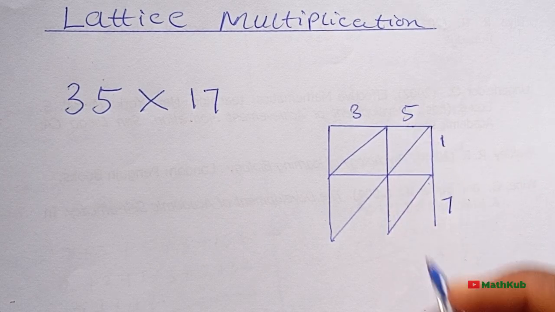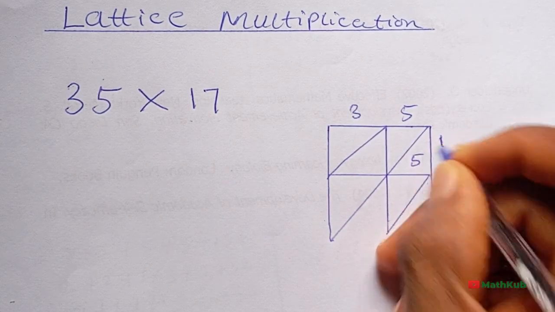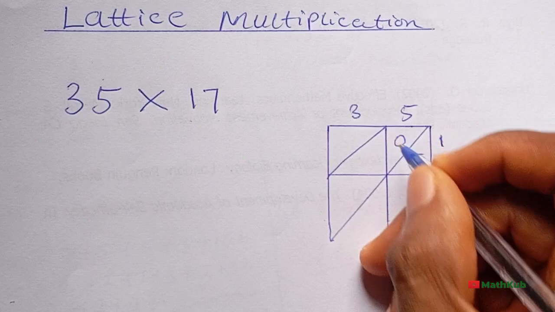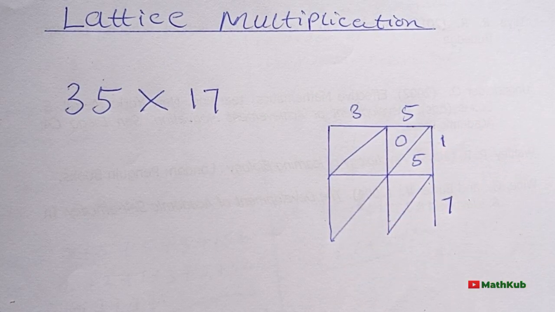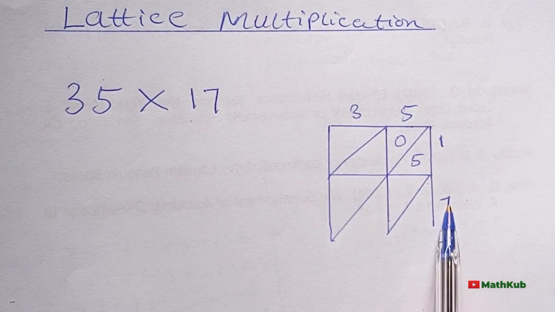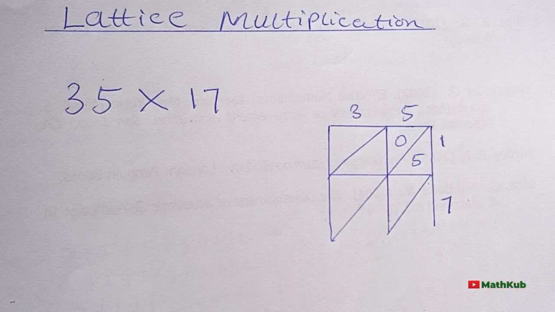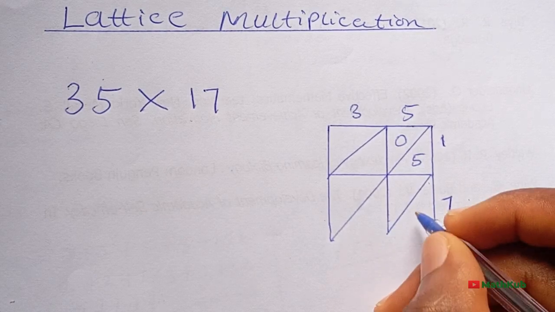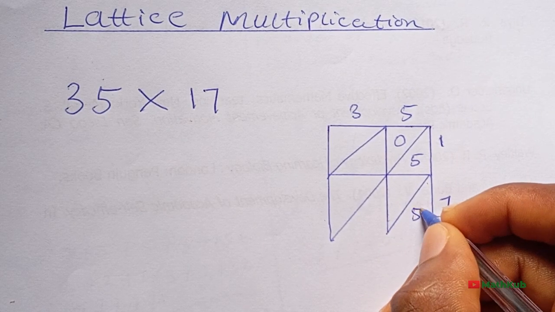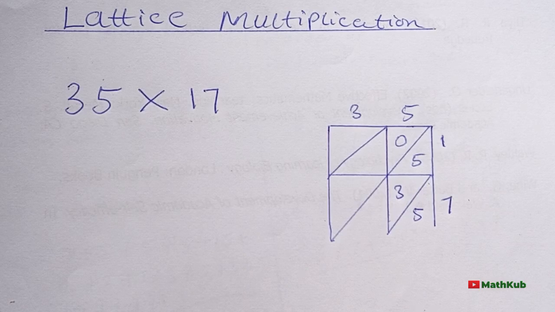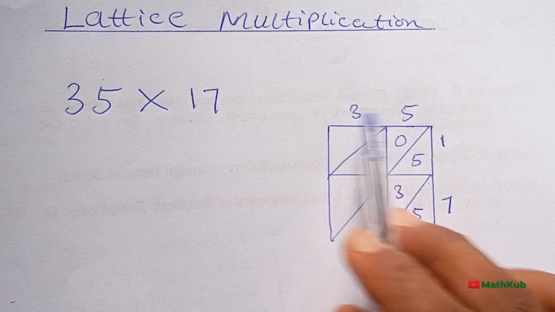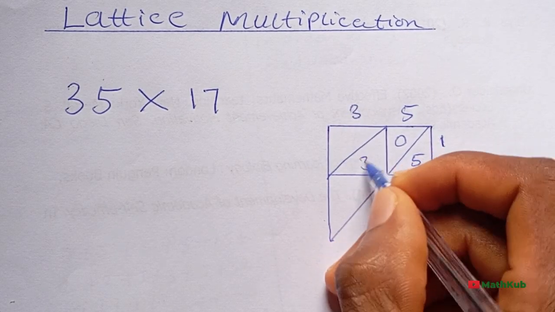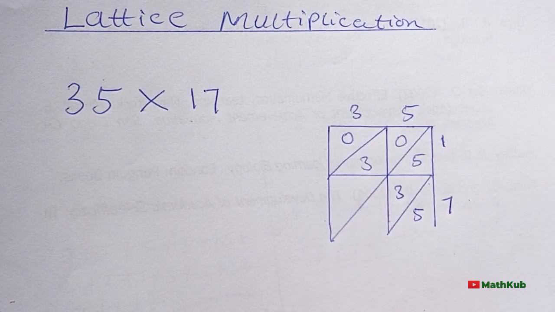1 times 5 is 5. You write 0 here because it's 05. Then 7 times 5 is 35. Now you write 5 here and write 3 on top. 3 times 1 is 3. Write 3 and write 0 on top.